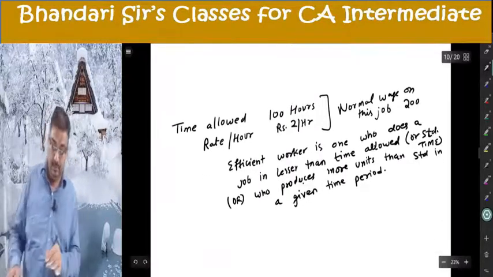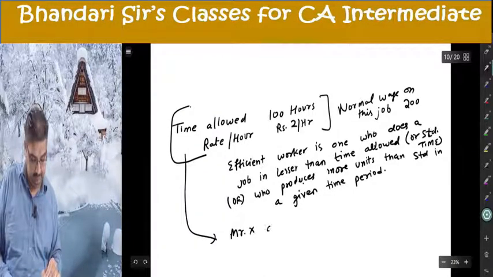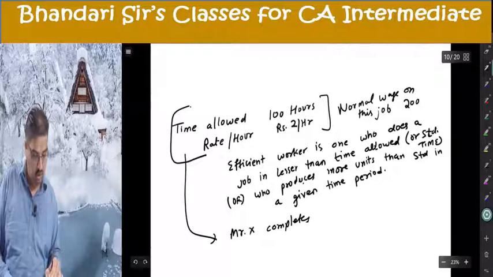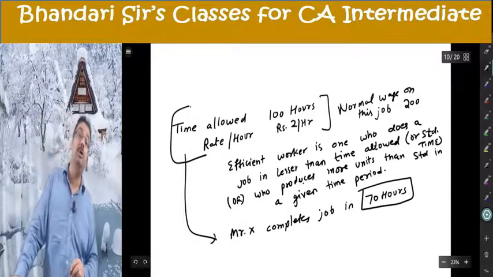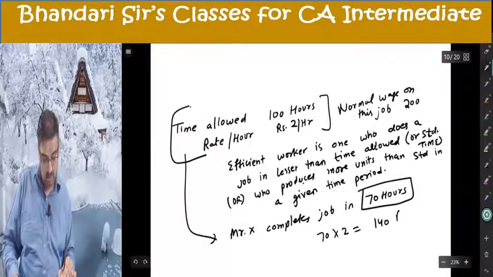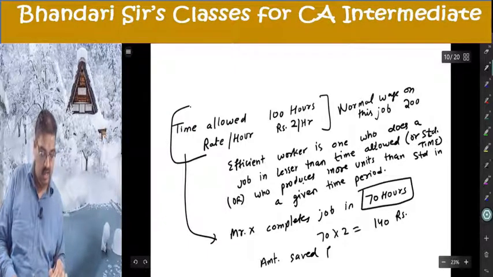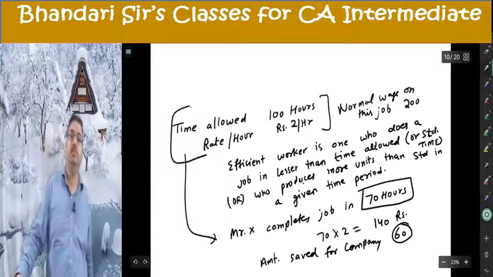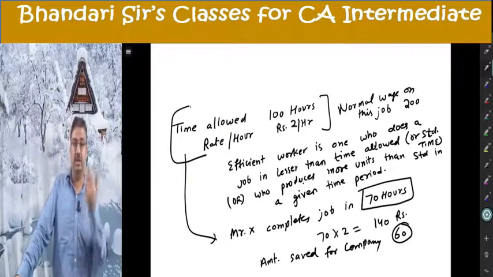Now here, in this example, Mr. X completes job in 70 hours. How much will I pay him? 140 rupees. Amount saved for company 60 rupees. Company says, let us share this. Let us share this 60 rupees.